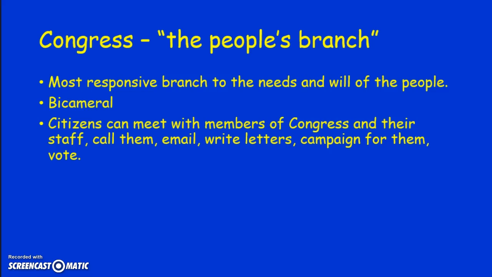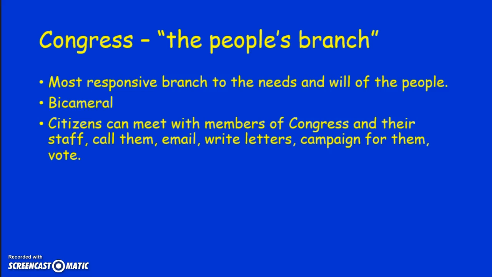They can go to Washington, D.C. and meet their congressman. They can get involved in their campaigns. They can meet with them when they're back home in their districts. So it is considered the most responsive branch to the needs and the will of the people, and it was made to be this way. The framers wanted a branch that was in touch with the people. It's bicameral, 2 houses, and like I said, citizens can meet with members of Congress and their staff, email, call, Twitter, Facebook, all of that.